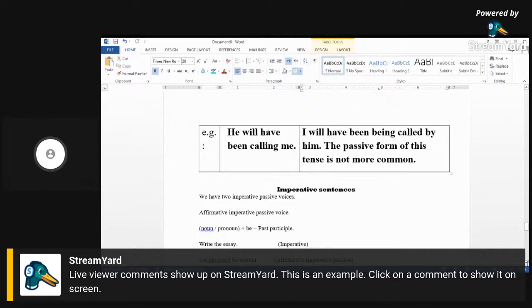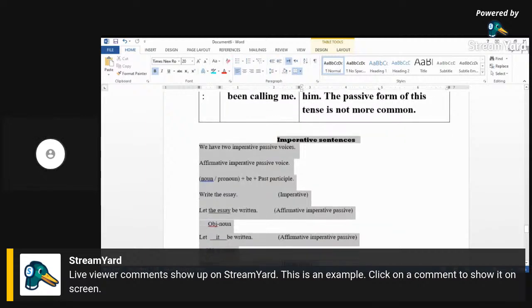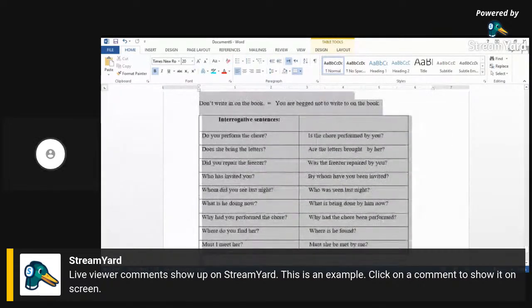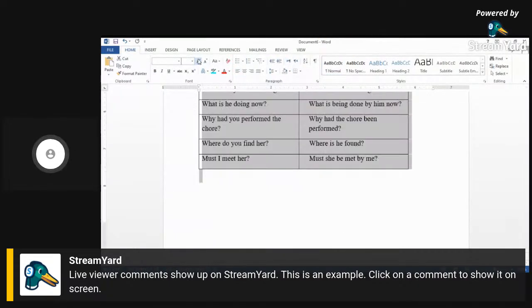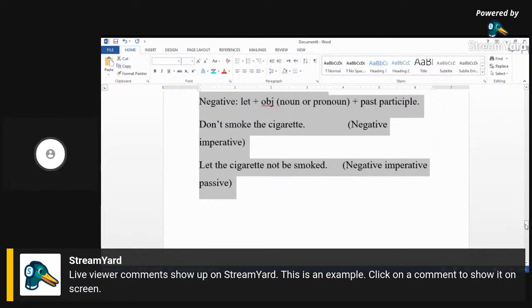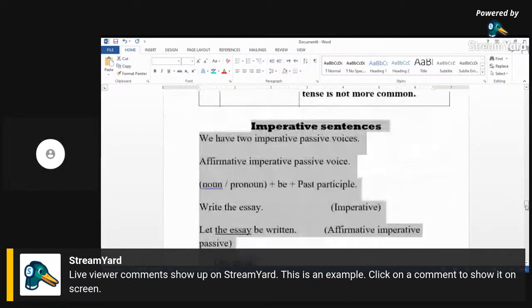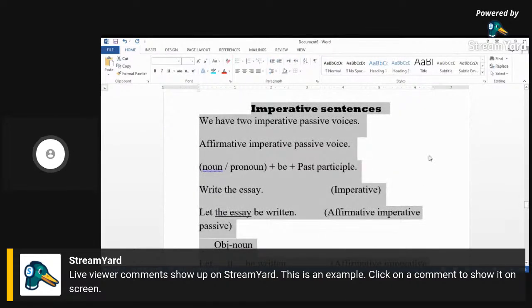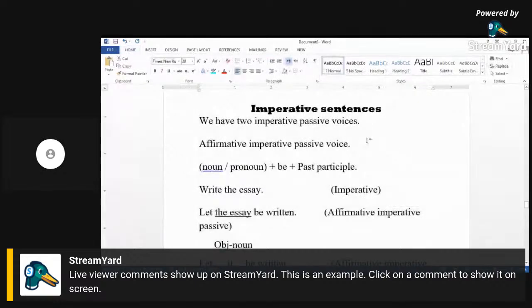Imperative sentence, jumalat amriya. What should we do in an imperative sentence? What are the rules that we have to consider in an imperative sentence? We have to observe the rules for the imperative sentence as well. We have two imperative passive voice forms. Affirmative imperative passive voice first: positive imperative sentences.